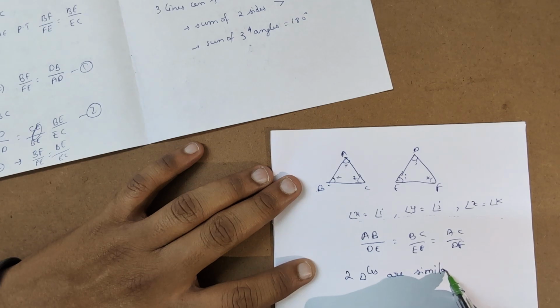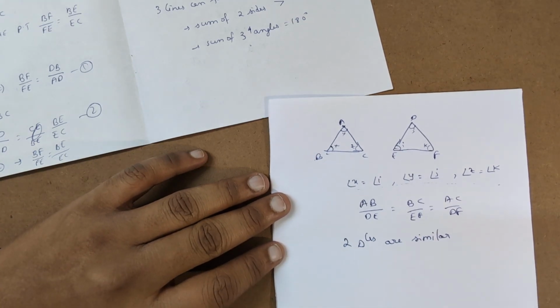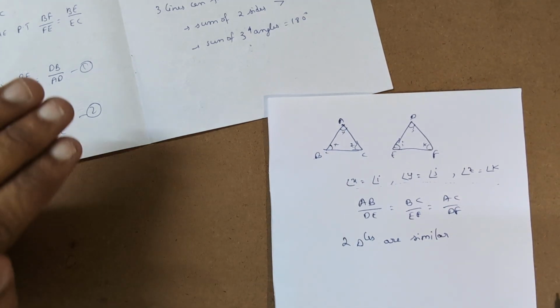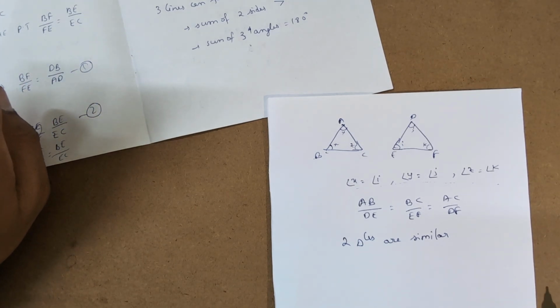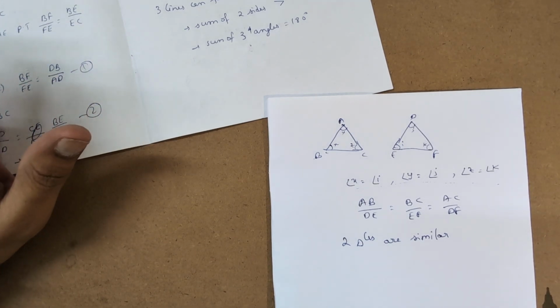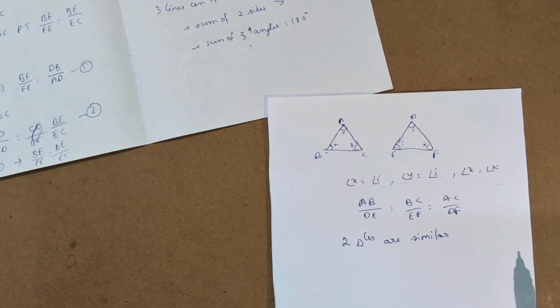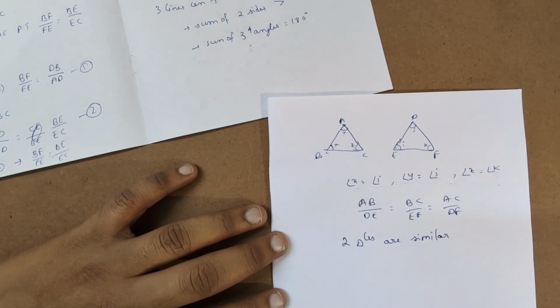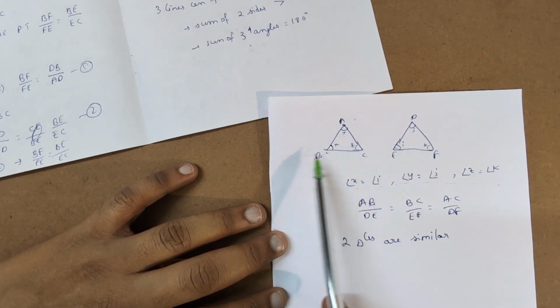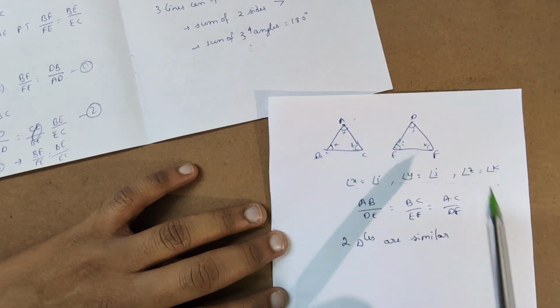If this condition is satisfied for two triangles, we can say that the two triangles are similar. They are not equal, they are similar. Equality and similarity are different. Equal in the sense both are exactly the same, the same angles, same sides and same ratios and all. But if it is similar, it is saying that angles are the same but sides are proportional, not equal. This ratio, by this ratio, equal to BC by EF, equal to AC by DF.